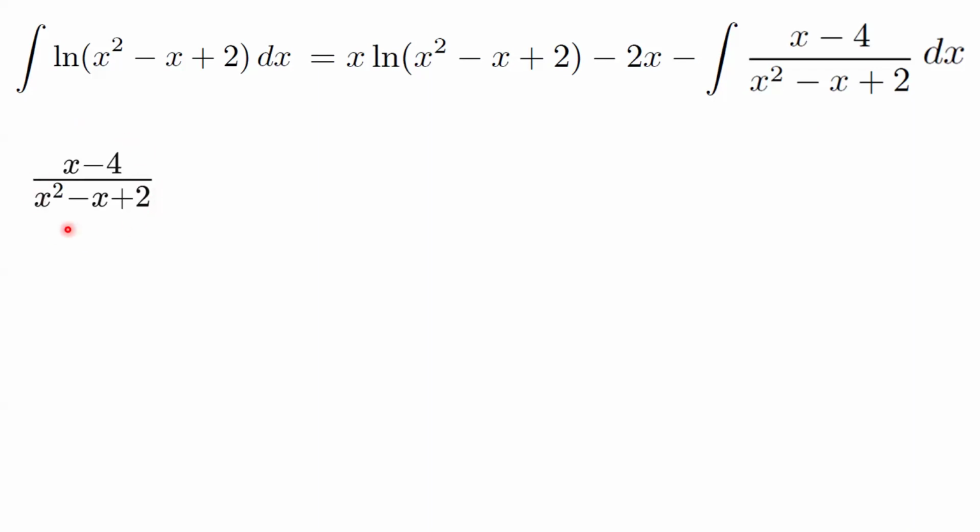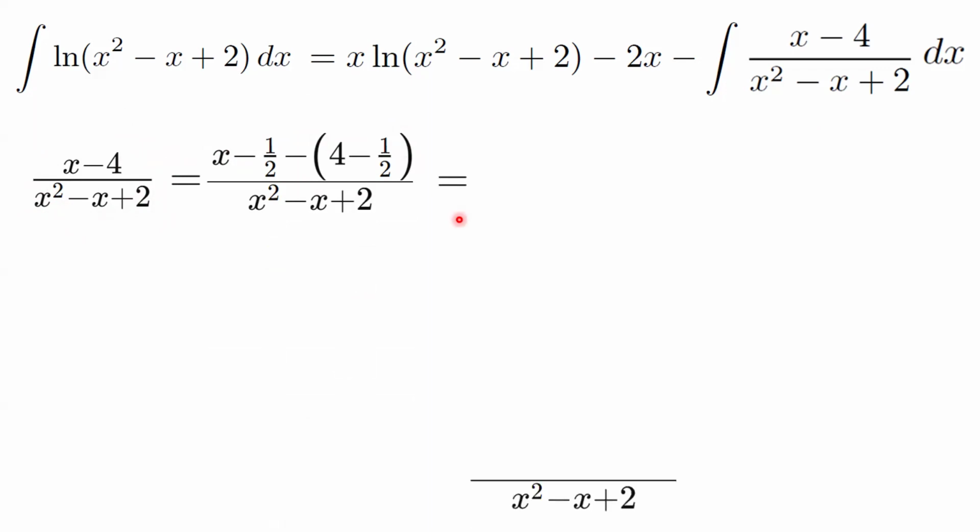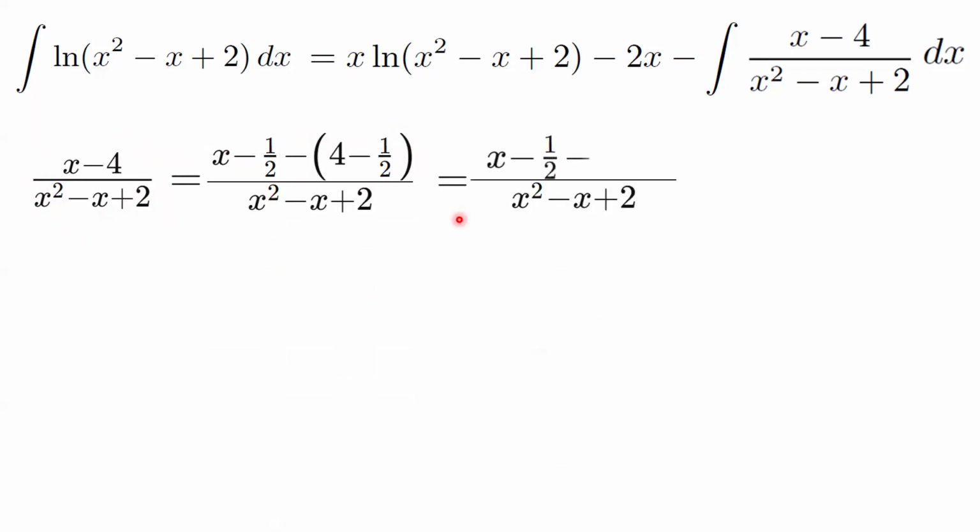So let us break this down into smaller pieces. x minus 4 divided by x squared minus x plus 2. You cannot use partial fractions here because your denominator cannot be broken down further. But you can write this numerator as x minus a half minus 4 plus a half. What I did, I just added and subtracted a half on the numerator. This can be written as x minus a half minus 7 divided by 2.